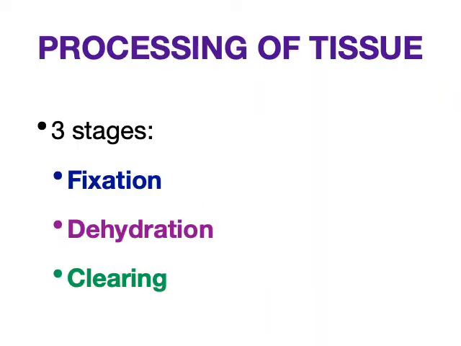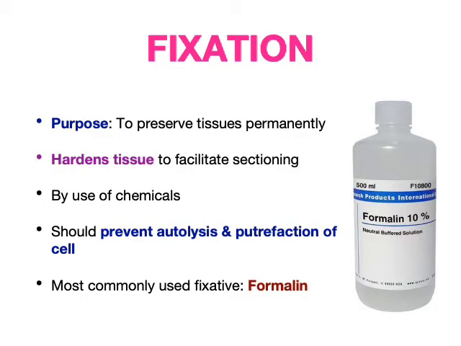Processing of the tissue involves three stages: fixation, dehydration and clearing, along with paraffin embedding, which can be done either manually or by using an automatic tissue processor. So we can complete all these stages along with the paraffin embedding by using an automatic tissue processor, or we can do it manually. So how will we fix the tissue?